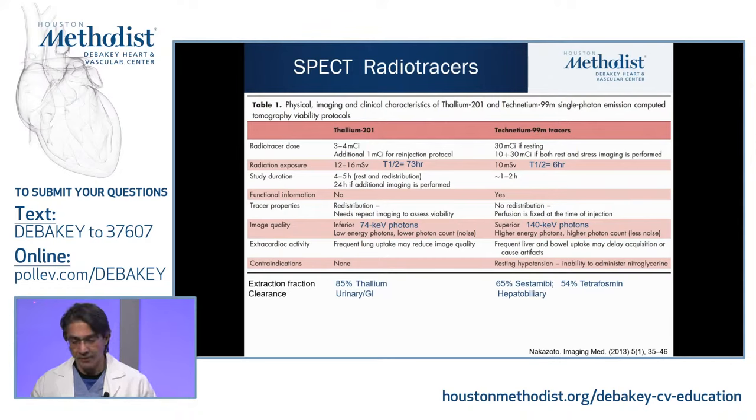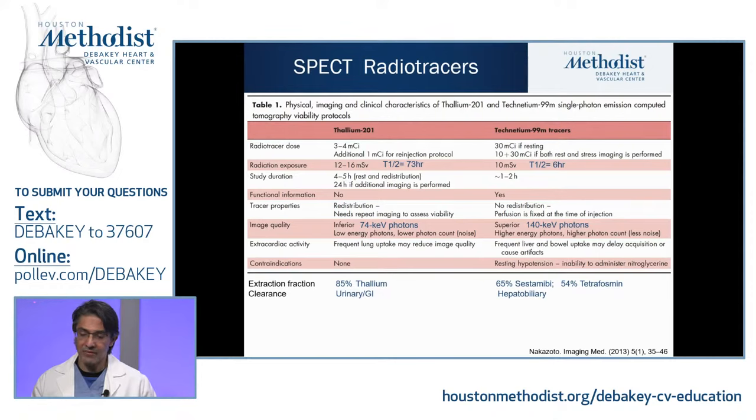There are a lot of tables out there I recommend you review, very ripe for questions on the nuclear boards. But in general, thallium is a lower energy radiotracer. It's 74 keV, whereas technetium-based agents are 140 keV. This predisposes technetium-based agents to much higher image quality because of their higher energies. Thallium has a very long half-life of 73 hours, and therefore we give a much lower dose, but this still translates into a higher radiation exposure than the technetium-based agents.